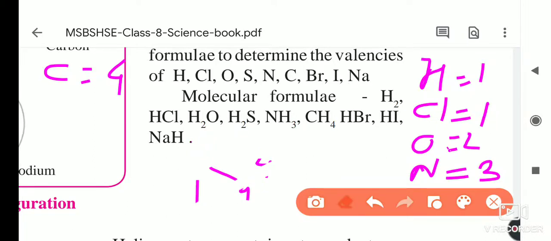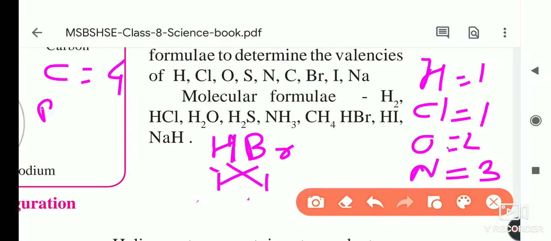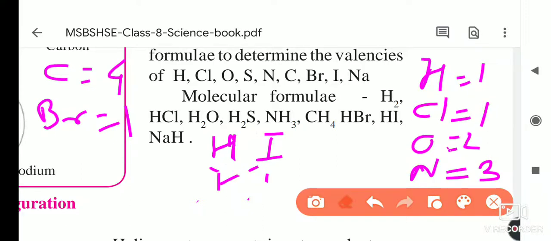Next is HBr. Here hydrogen reacts with 1 bromine and bromine also reacts with 1 hydrogen. So bromine's valency is also 1. Next is HI, the same thing. Hydrogen reacts with 1 iodine, hydrogen iodide. So hydrogen reacts with 1 iodine and iodine reacts with 1 hydrogen. So iodine's valency is also 1.